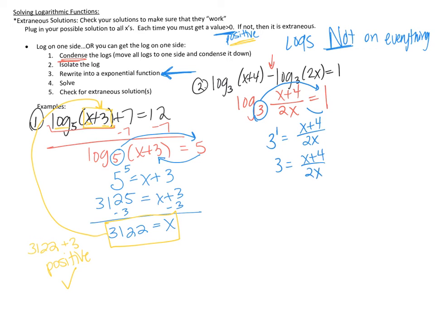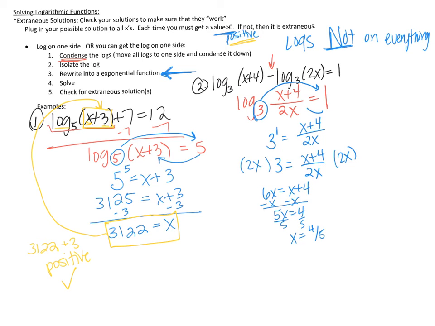I'm going to keep solving here. I've got a fraction, so I need to get rid of that denominator. Since it's being divided, I now need to multiply. Continuing to solve, I'll subtract that x and divide by 5. So x is going to equal 4/5.